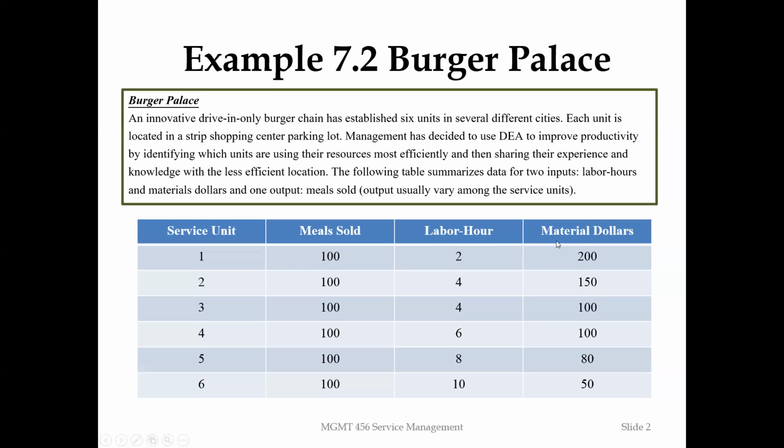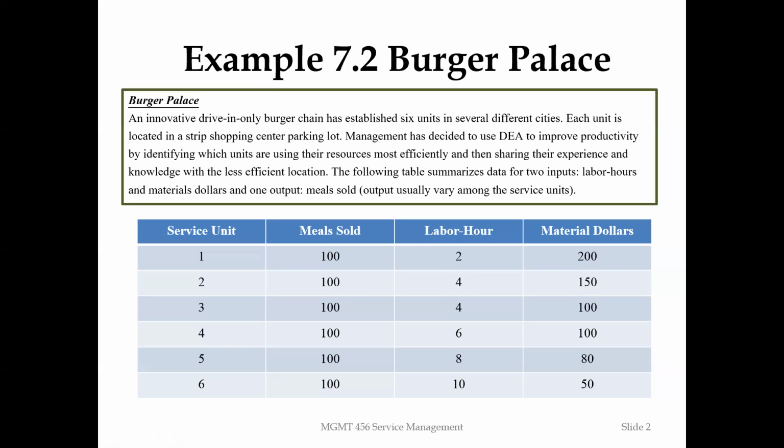We also have the labor hours and the material dollars. These 2 columns are the input to these service units. For each of these 6 service units, we use labor hours and material dollars. We buy material, we hire people to produce meals. So the output is exactly the same, but the inputs are very different. For example, for service unit 1, I use 2 labor hours and 200 material dollars to produce 100 meals. For the second service unit, they use 4 labor hours and $150 to produce 100 meals as well.